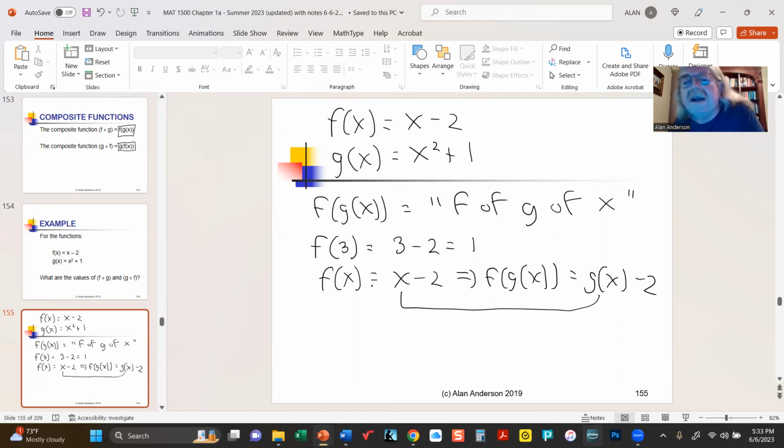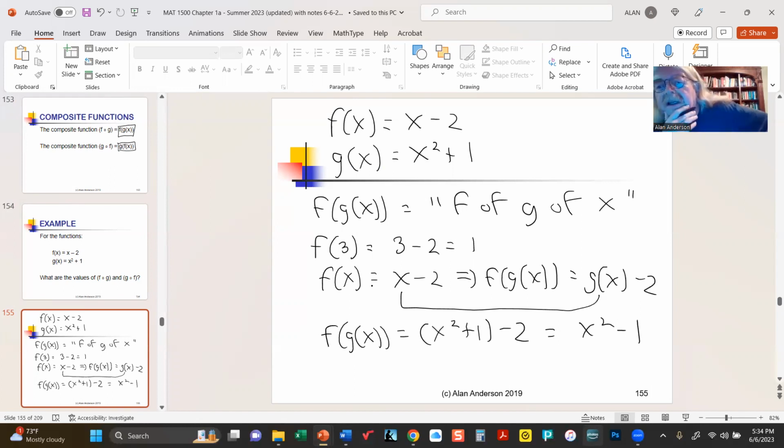Now, of course, I now have to substitute the actual function itself. I can't just leave it like this. f of g of x is therefore x squared plus 1 minus 2, or simply x squared minus 1. So it's a lot more complicated than it looks. Now, of course, if you have complicated functions, this can get very messy. But the concept is very straightforward. Instead of replacing the x's with a constant in a function, you're replacing them with another function.